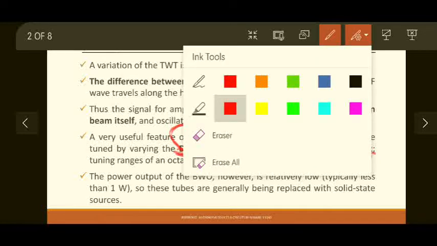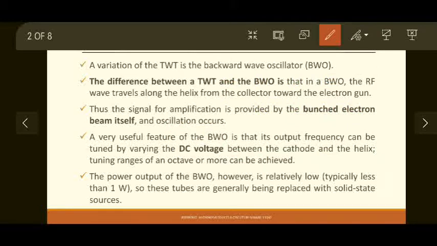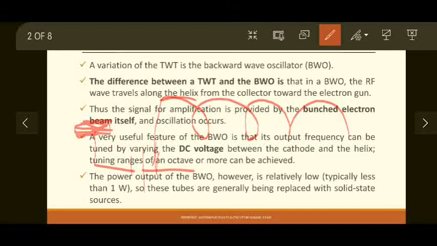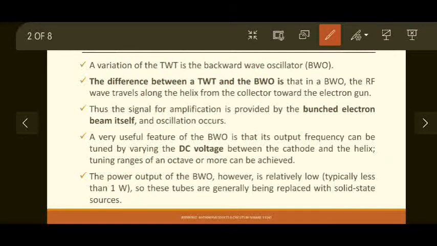So again I will repeat how it works. Now this is electron gun. It is applied a DC voltage. Now in TWT this is input side, this is helix, let's say. This is input side, but in a backward wave oscillator it is an output side. So if we change this DC voltage, our output frequency will change, not input frequency. So that is a useful feature of that one.